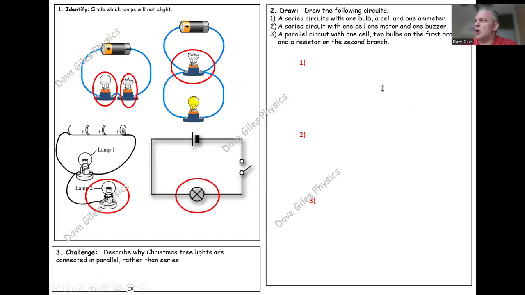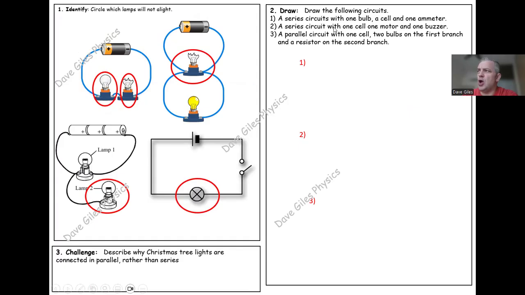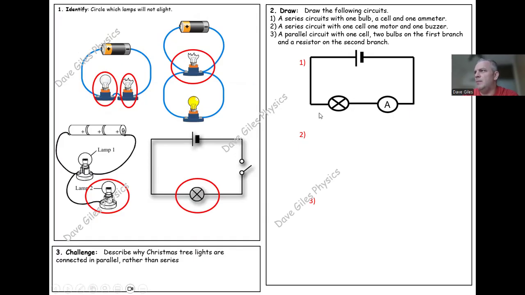Draw the following circuits. A series circuit with one bulb, a cell, and one ammeter. Should look like that. Now, if you've got the cell at the bottom, or even if you've got it between the ammeter and the bulb, it's still fine. It doesn't matter which order you draw them in the series. A series circuit with one cell, one motor, and one buzzer. It'll look like that.